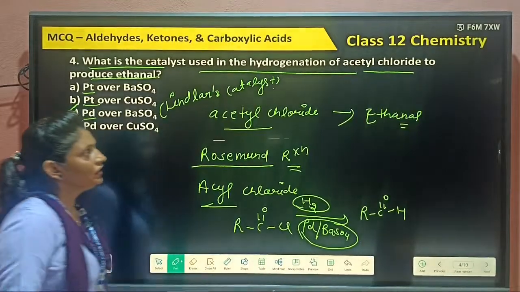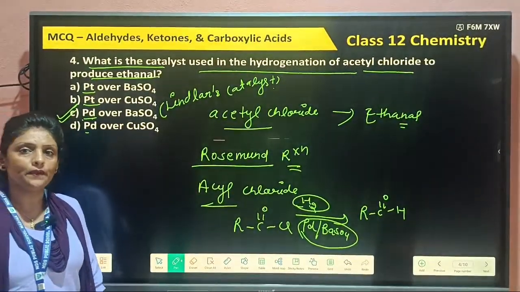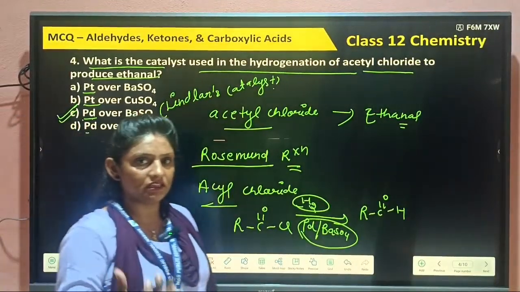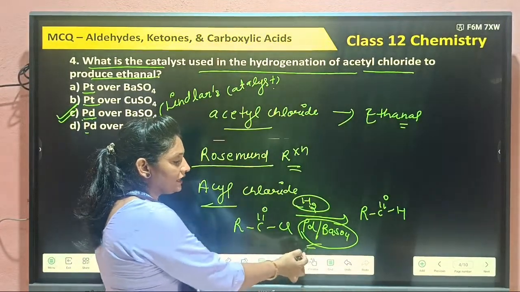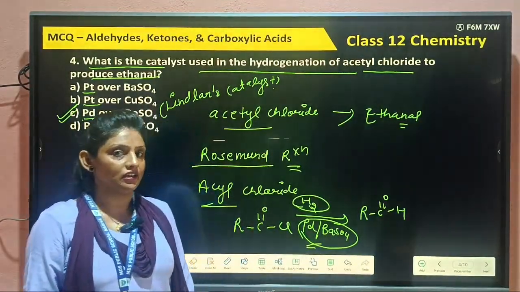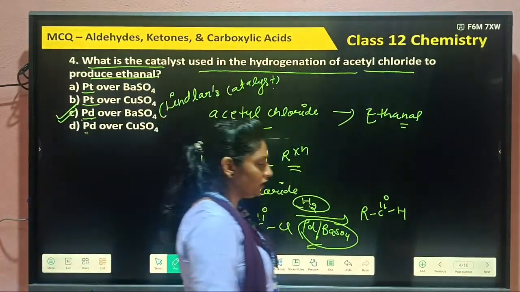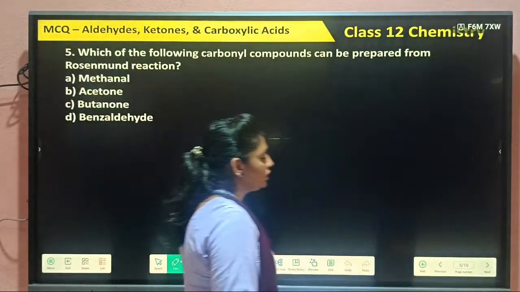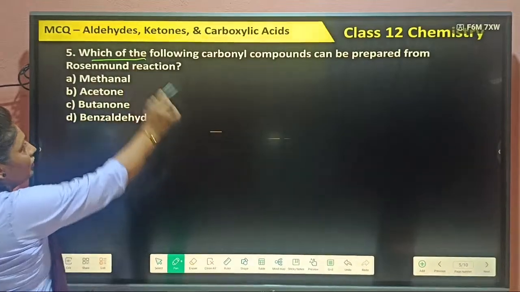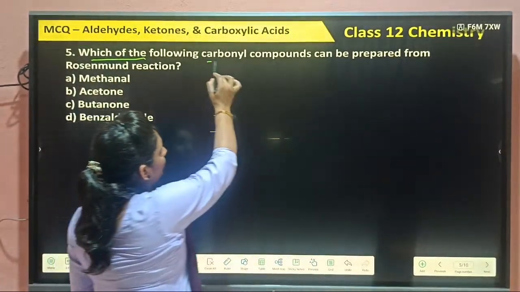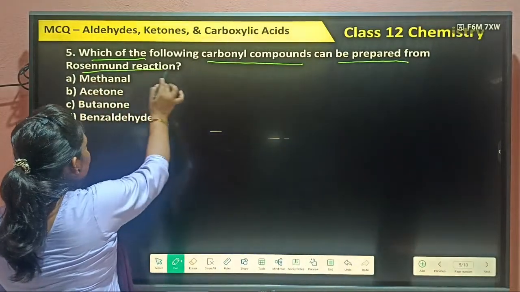So students, here we will use the catalyst palladium over barium sulfate, and this reaction is known as the Rosenmund reaction, and the name of this catalyst is Lindlar catalyst. I hope this question is clear to you. Now let's move to the next question. Question number 5: Which of the following carbonyl compounds can be prepared from Rosenmund reaction?